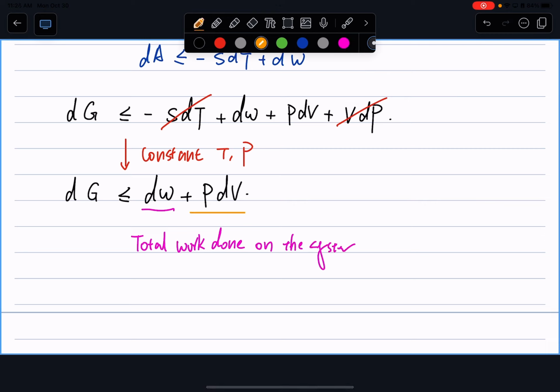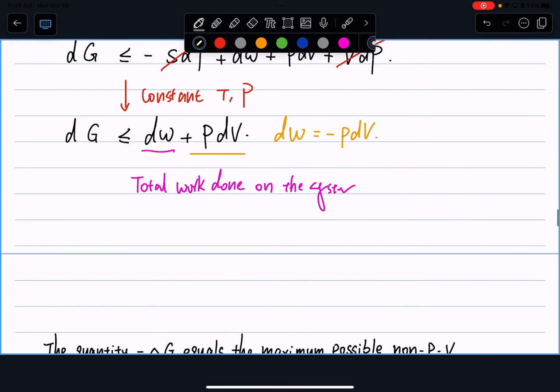And what about our PdV? For a reversible process, we have the PV work equals negative PdV. So what we end up having is dG smaller than or equal to dW, that is non-PV. So your dG gives you the change of work that is non-PV being done on your system.